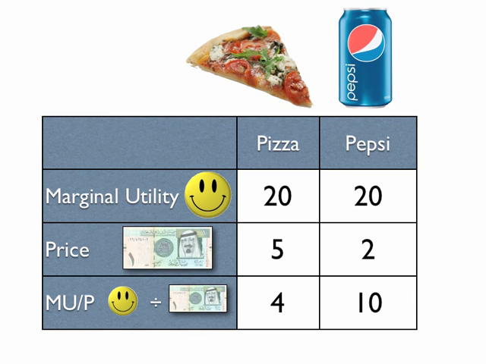So the rate, or the marginal utility divided by the price, in this case the marginal utility of pizza divided by the price of the pizza slice, would be 20 divided by 5, or 4. With Pepsi, it would be 20 divided by 2, or 10. In this case, we would get a much higher return for our Riyal by investing it in a can of Pepsi, because it's going to give us 10 units of utility per each Riyal that we spend.